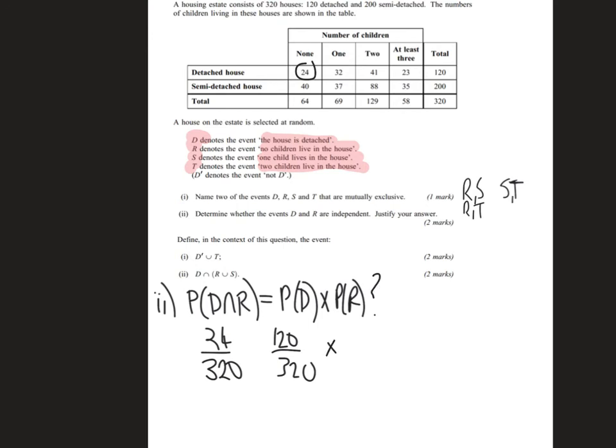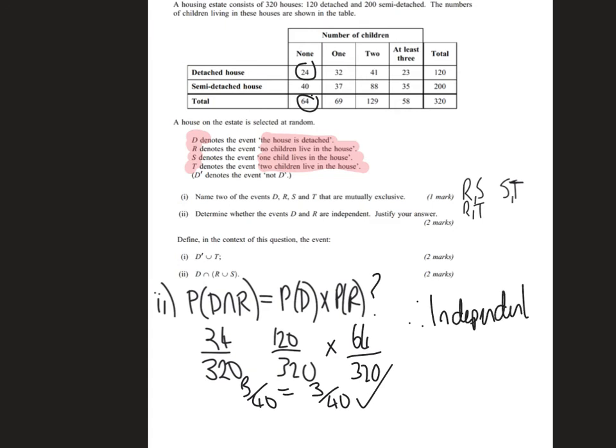And probability of no children, well, that's 64 out of the total 320. So if I multiply our right hand side together, I get 3 over 40. And if I simplify the left hand side, I get 3 over 40. So it works, so therefore independent. So whether the house is detached or not doesn't affect if no children live there.